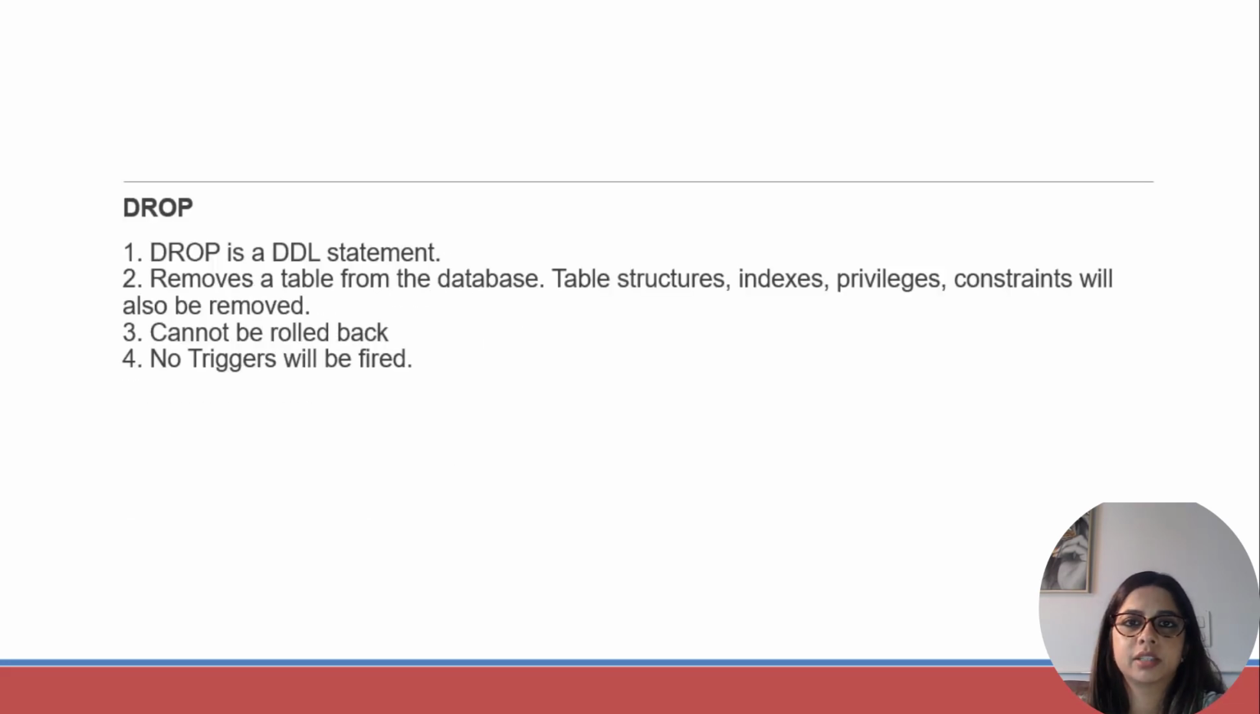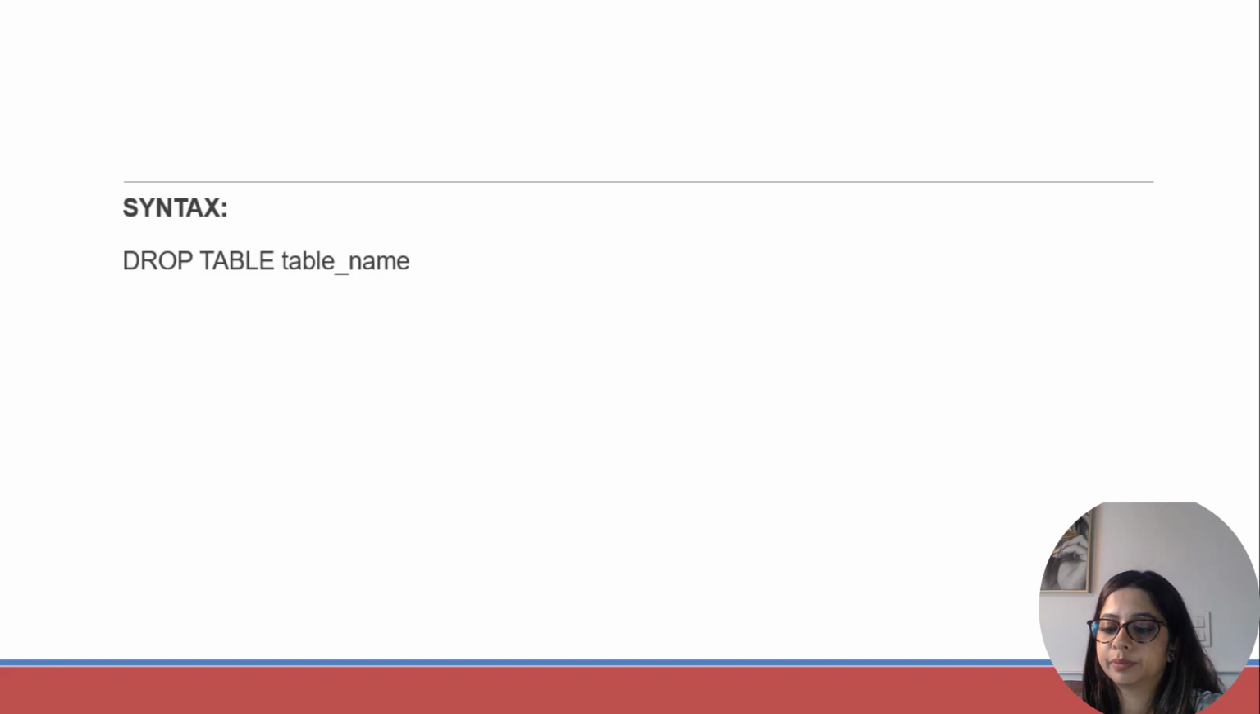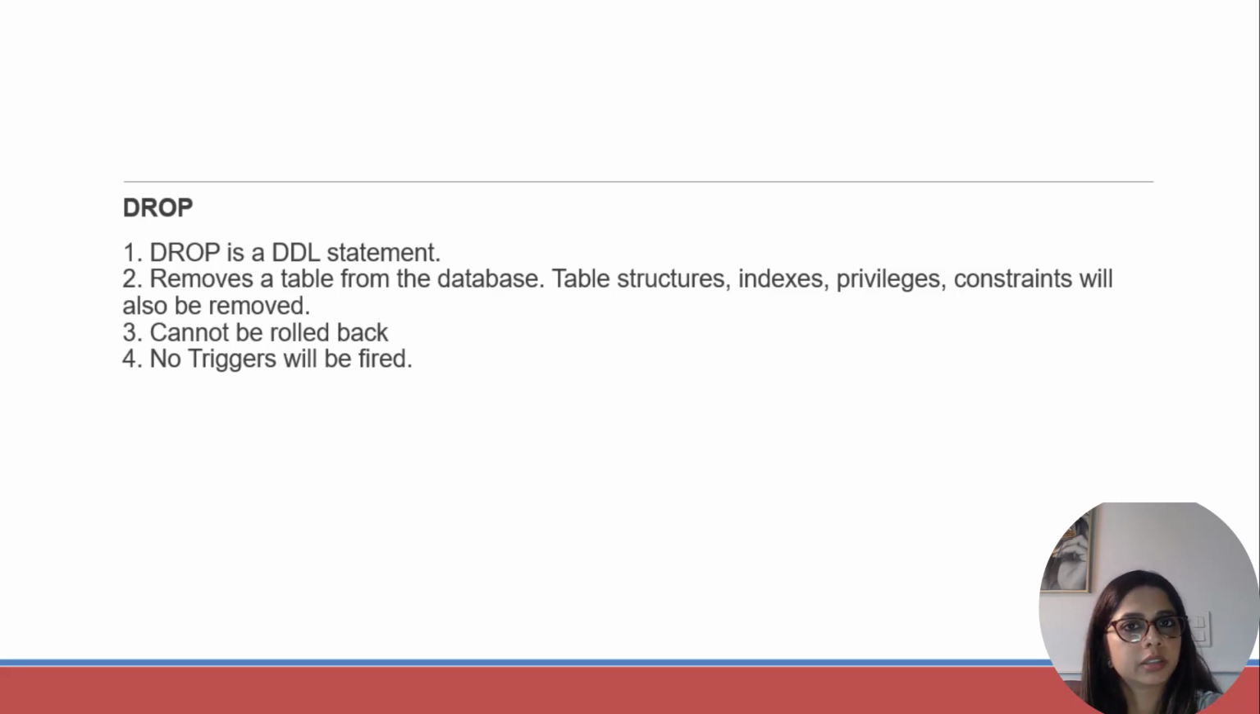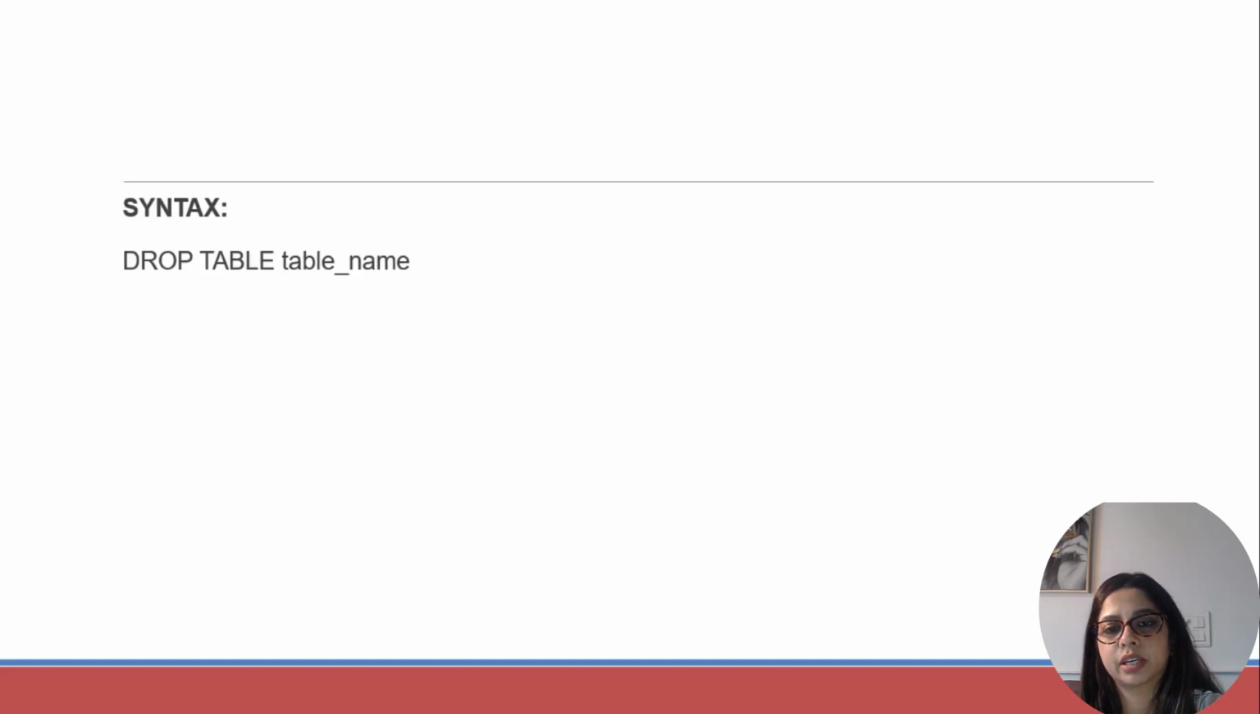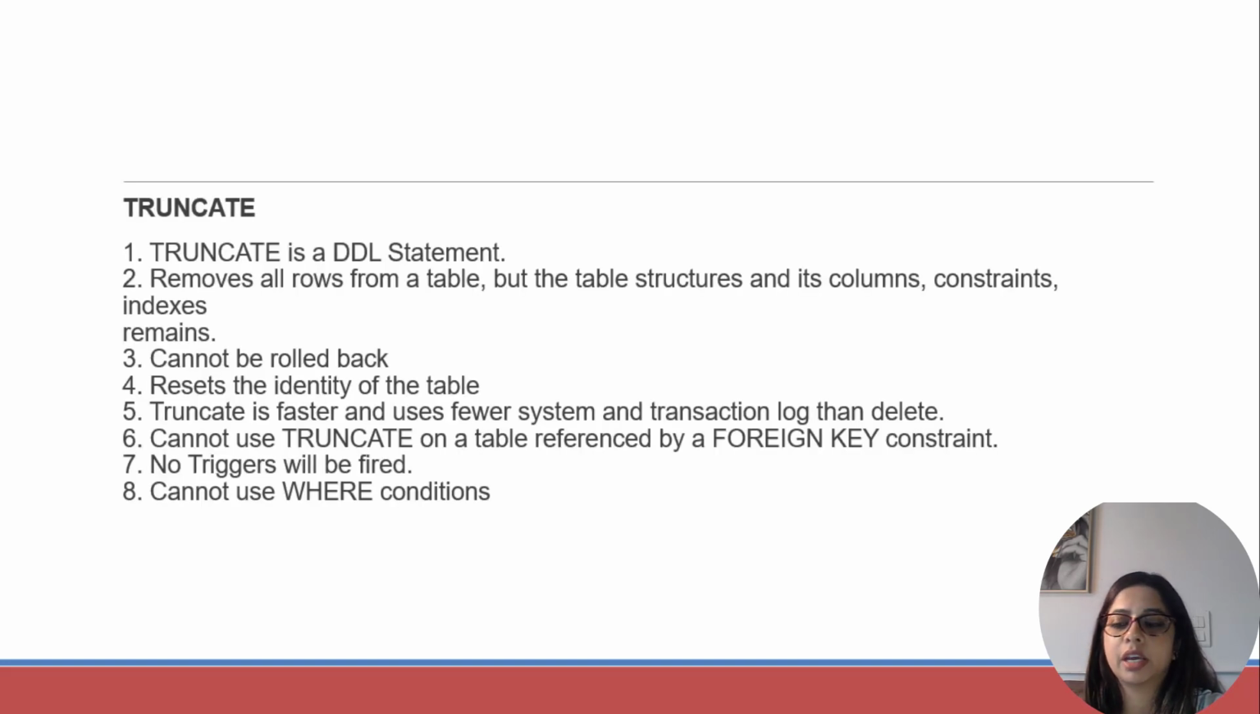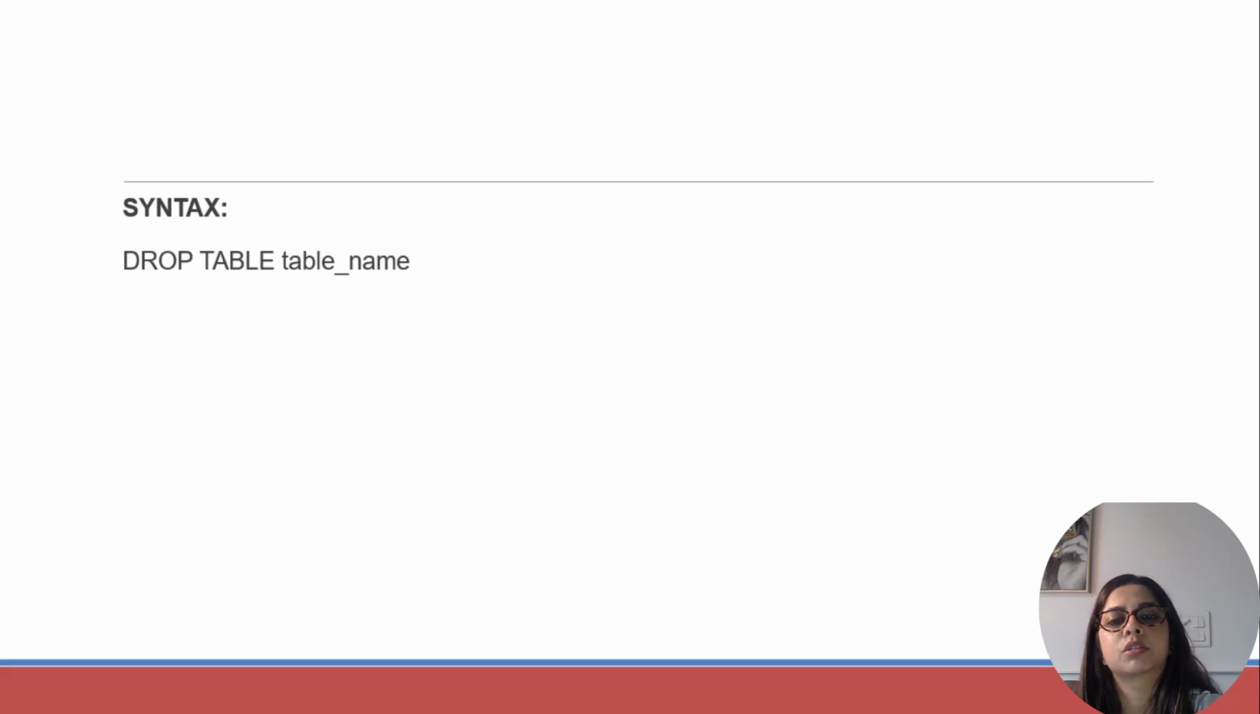Now if you're using the drop command, drop is a DDL statement, right? It's yet another DDL statement. If you're using drop table name, then the entire schema is gone. You cannot retrieve the table back. It removes the table from the database: table structures, indexes, privileges, constraints, everything is removed from that particular table. It cannot be rolled back. All DDL statements will not be rolled back. No triggers will be fired in this case also. So drop table name is the syntax, and once you do drop table name, it's gone.